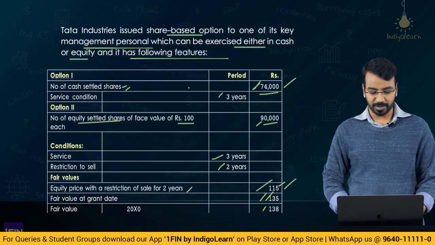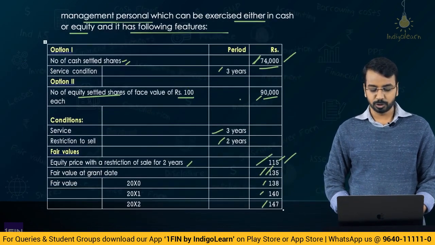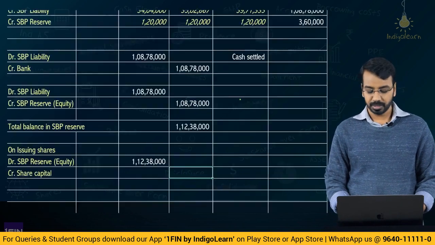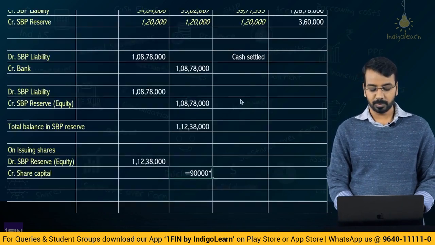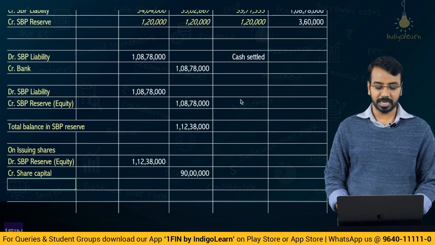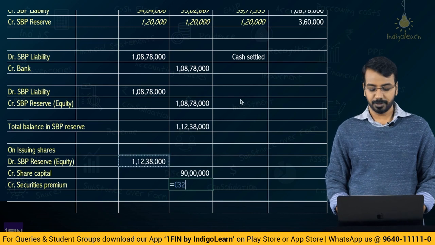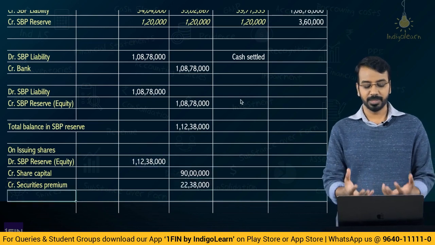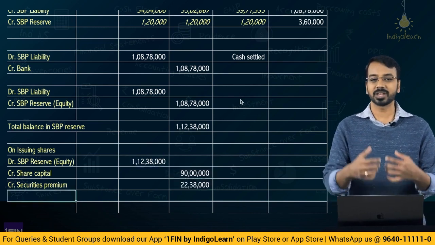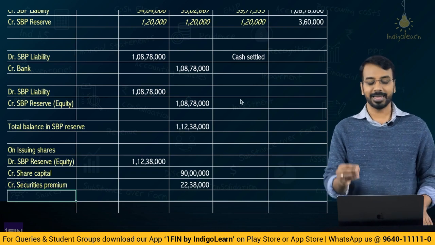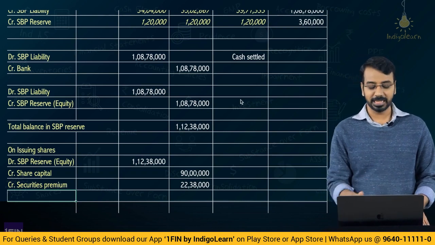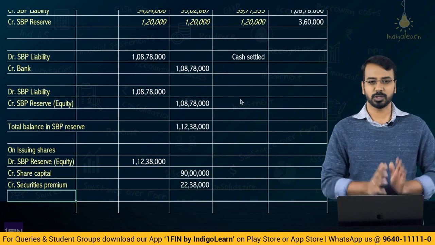Now how much is the share capital? 100 per share is the face value and you will issue 90,000 shares. So 90,000 multiplied by 100 will be your share capital and you will credit securities premium, that is the difference between these two, right? Basically you are saying that you have received services worth 1,12,38,000 from the employees against which you are issuing shares. This is one approach which is possible.